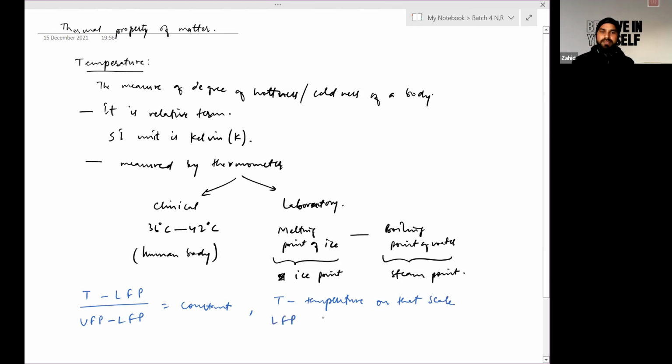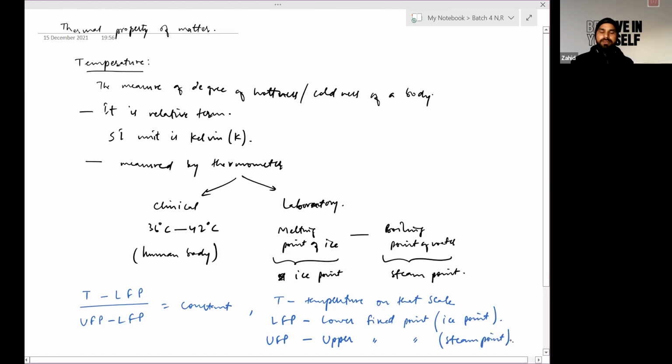LFP is lower fixed point, also called ice point or melting point of ice. UFP is upper fixed point. It is also called steam point. Is it clear till this point? Yes, sir.